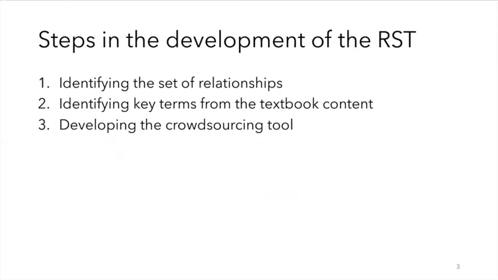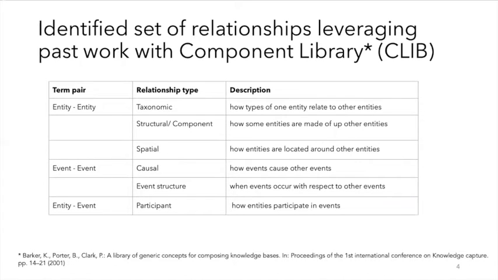There were 3 key steps in the development of the RST: identifying the set of relationships, identifying key terms from the textbook content, and developing the crowdsourcing tool. To identify the set of relationships, we leveraged past work from Vinay with an upper ontology called the component library. We illustrate some of the term type pairs and relationships accommodated by the RST based on the clip.